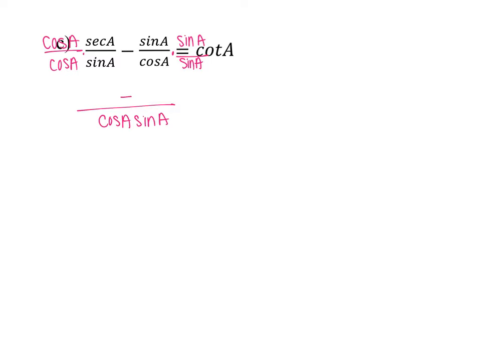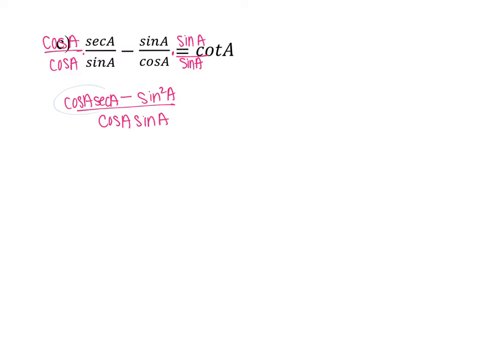I'm going to bring down that minus sign. I'm going to multiply these two together. So that would end up being cosine of A secant of A. And then this one is going to be sine times sine, which is going to be sine squared A. Now from here, let's focus just on the top for a moment. This is a cosine and this is a secant. So those two are actually reciprocal of each other.